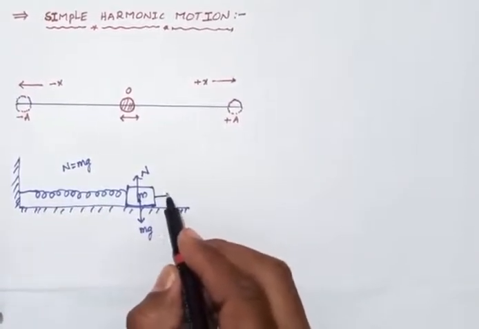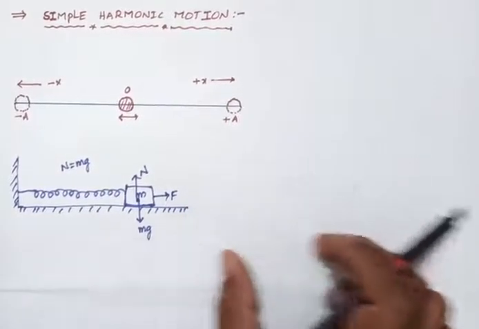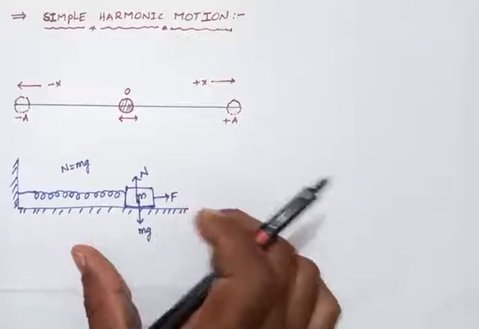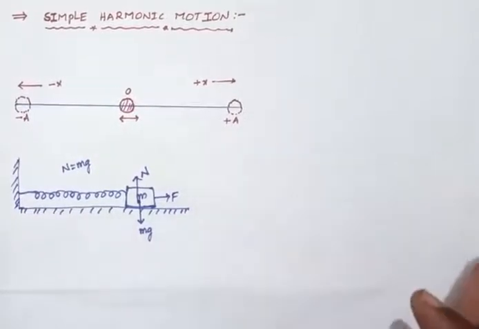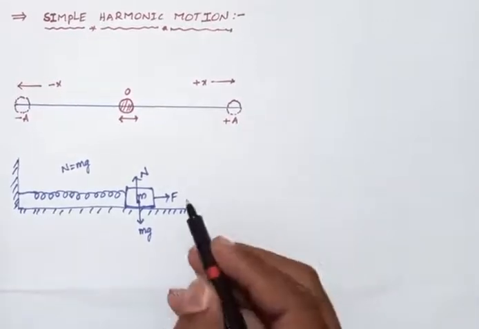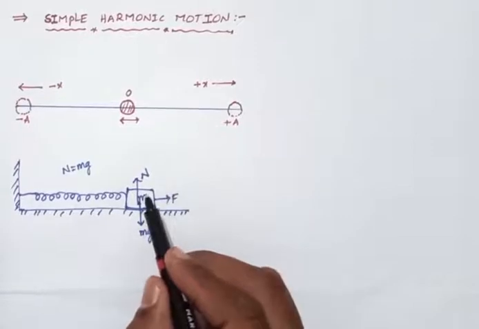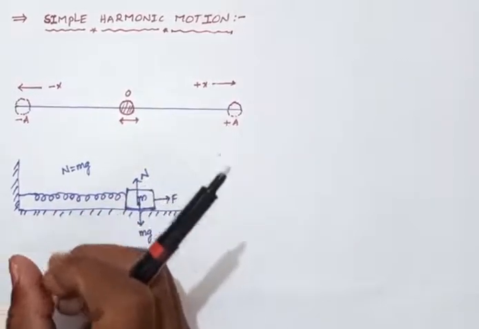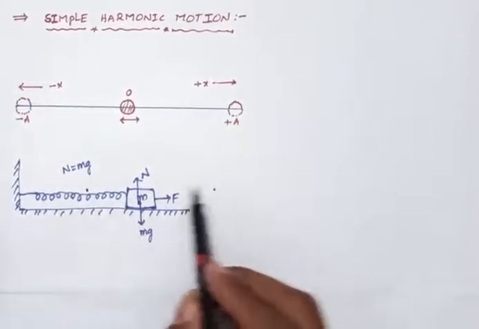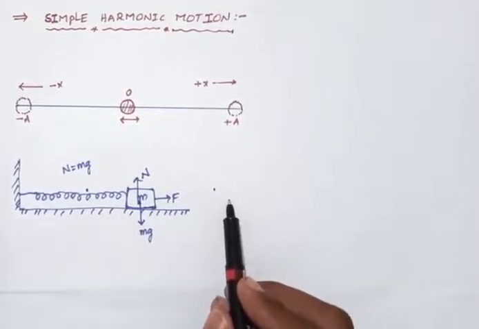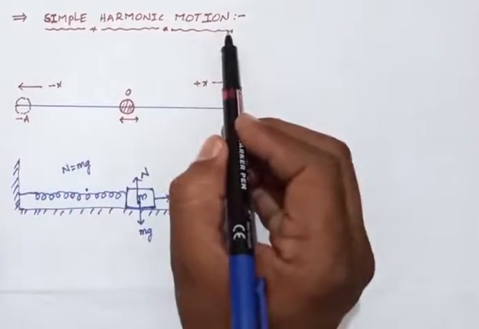When the force is applied, what happens? It moves. It expands. Then the force is removed. What happens? A restoring force is applied on the body in the opposite direction, and the spring is compressed. So it goes here and here. It consists of to-and-fro motion. This type of motion is called simple harmonic motion.